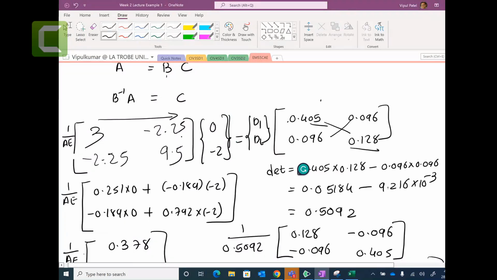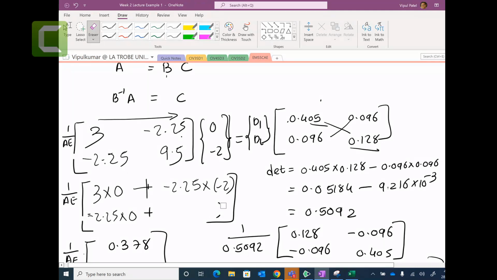2.25 9.5. Now we can do the same thing here. 3 times 0 plus minus 2.25 times minus 2, and this one here minus 2.25 times 0, and you got 9.5 times minus 2. So let me check. Yep, so that looks good.